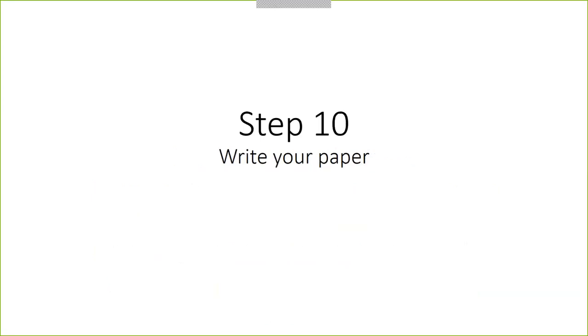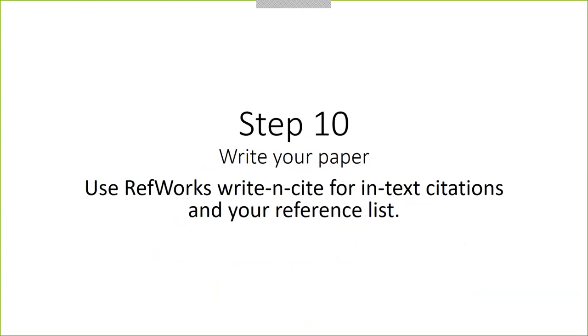And the final step really in the literature review process is just writing your paper. And if you've used RefWorks to deduplicate your citations, then why not go the whole hog and use the Write and Cite function to insert the in-text citations and generate your reference list. The nice thing about RefWorks is it's free to use while you're here at GW. You can export the data very easily to other bibliographic applications. So if you have a co-investigator who is using EndNote instead, you could just send them the RefWorks file and they have the same data to work with.